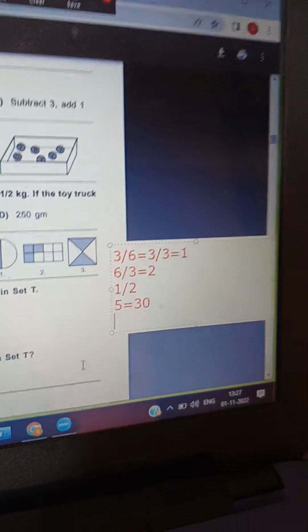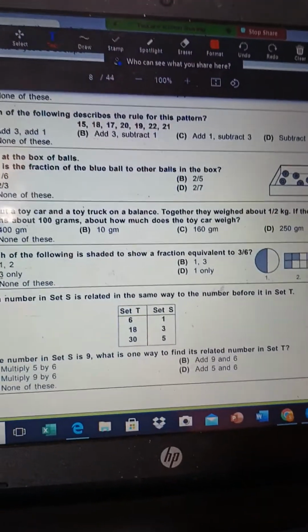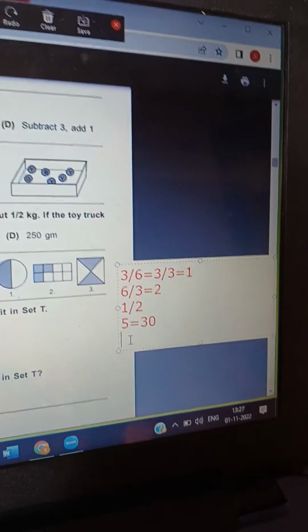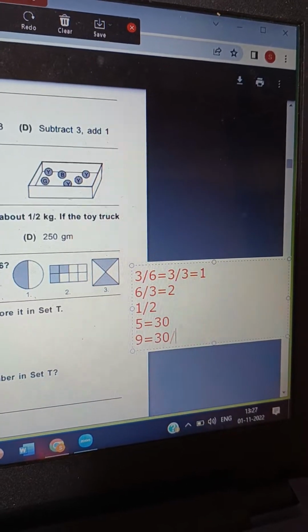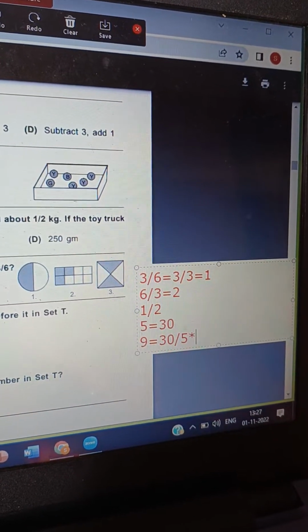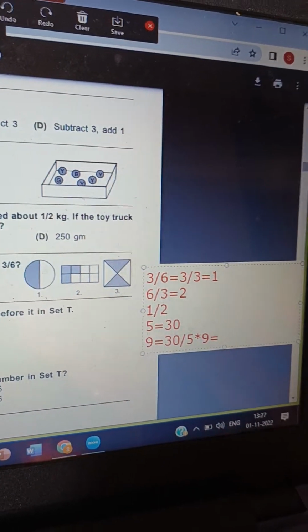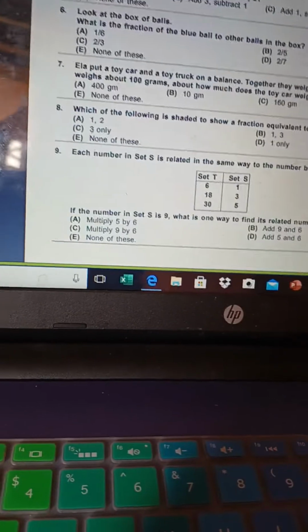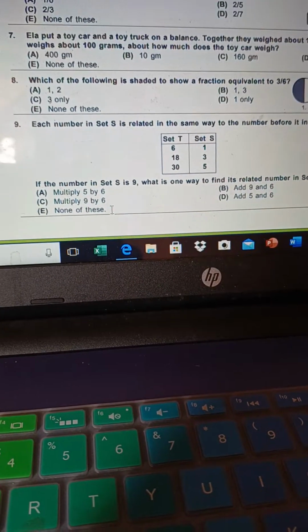That will give us the number as this one. 5 is equal to 30. Then we have this. What is written here? 9 is equal to how much? So 9 is equal to 30 divided by 5 into 9. So the answer is 30 divided by 5 is equal to 6. Then we have into 9. So that is equal to the option multiply 9 by 6. Option C. Is it clear?